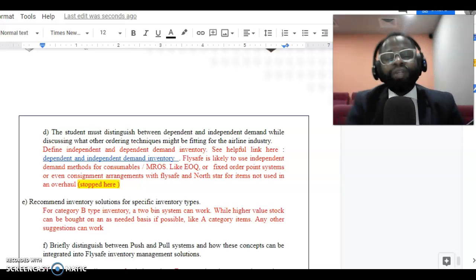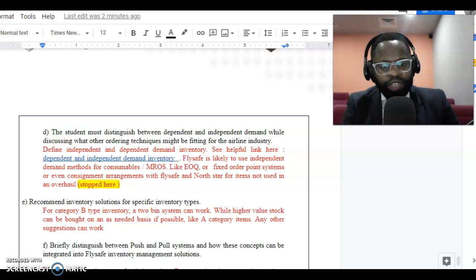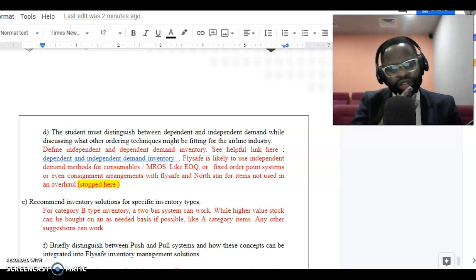The next question will be task 4E. E as in egg, E as in echo. Recommend inventory solutions for specific inventories. Okay, this is something I don't think we spoke about really.